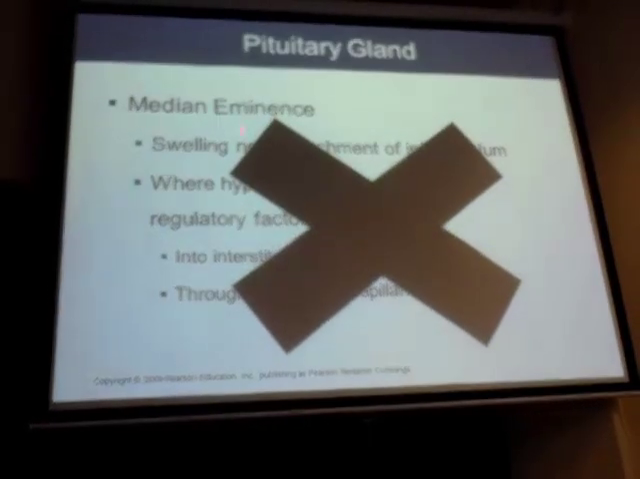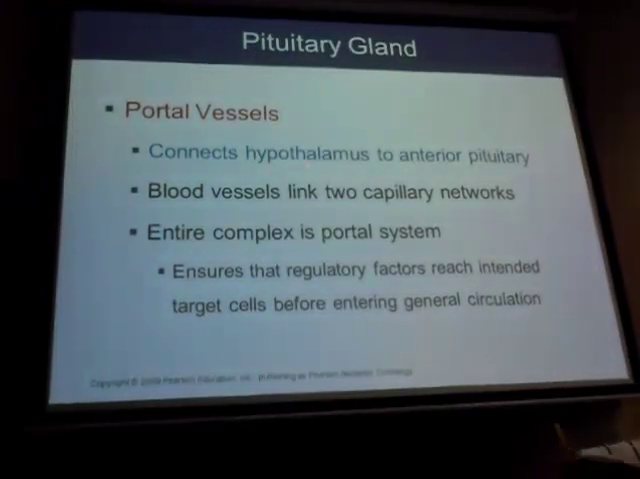Yeah, so you can cross this one off here. It starts off, it says median eminence up top. You just cross that slide off. And then the slide after that. This is your connection to the anterior pituitary, it's the blood vessels. Again, what's the connection to the posterior pituitary? It'd be nerves.